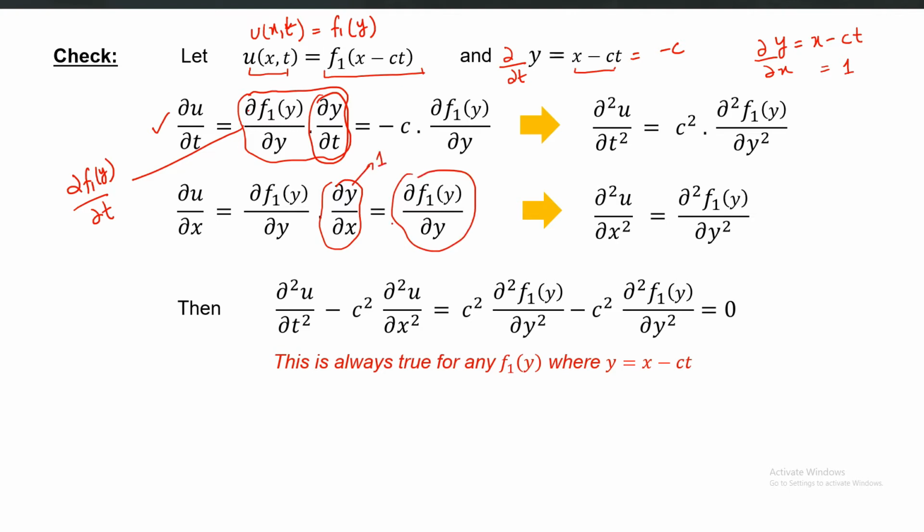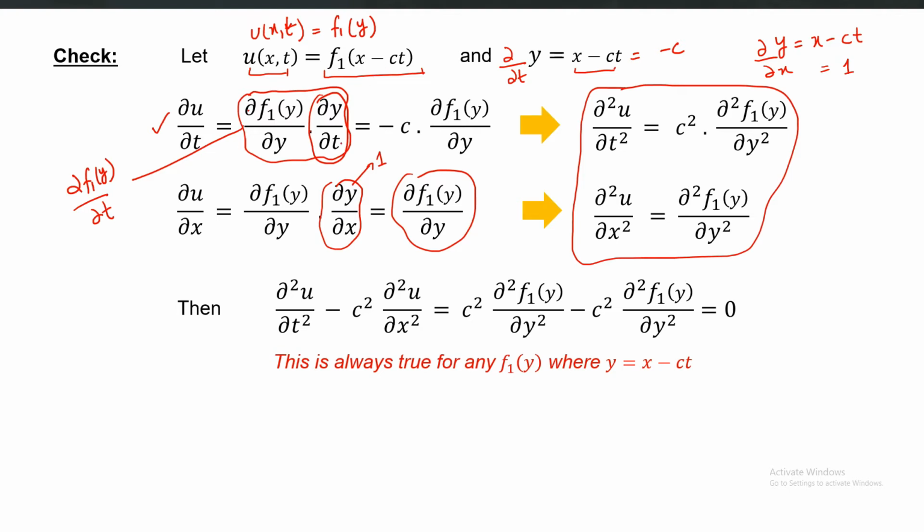I can take one partial again, partial 2 u over partial x square, and it will simply become partial 2 f1 y over partial y square. So now let's put these two results, which we just got by assuming the form of the general solution in this manner, into the original equation.